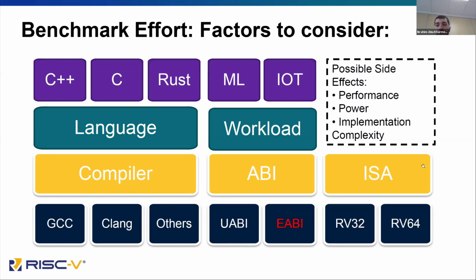eABI is not frozen as far as I'm concerned, but we need to actually consider that, and whether the program is 32-bit or 64-bit, and we also need to make sure of the side effects. And if we propose an instruction that costs us a lot of performance, penalty, or power, or implementation complexity, then it might not make sense to actually use that. So we want to also consider that.